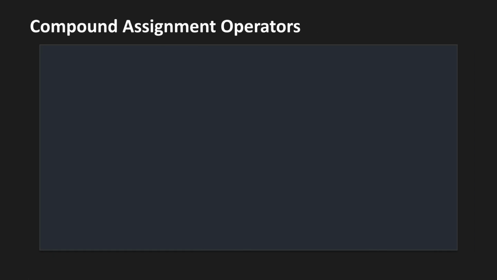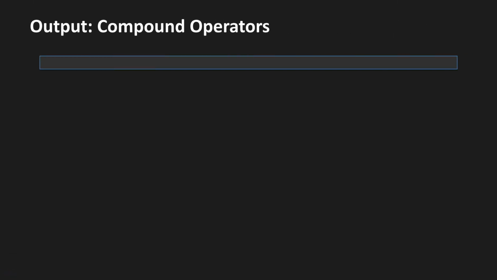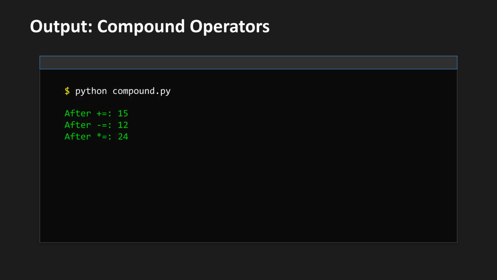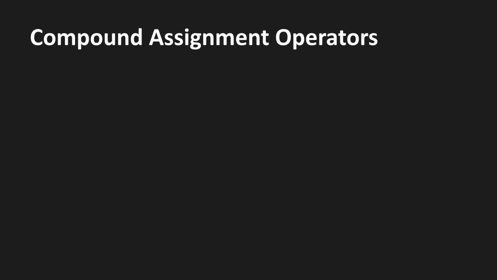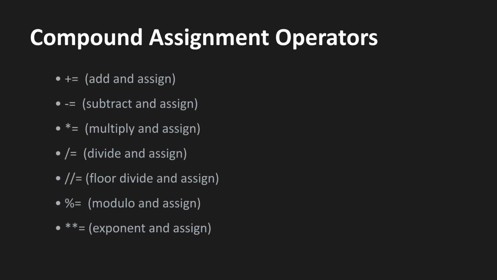Compound assignment operators offer a concise way to perform an operation and assign the result back to the same variable. For instance, count += 5 is a shorthand for count = count + 5. Running this script shows how compound operators modify the count variable. Addition makes it 15, subtraction makes it 12, and multiplication makes it 24. In addition to addition, subtraction, and multiplication, there are compound operators for division, floor division, modulo, and exponentiation.